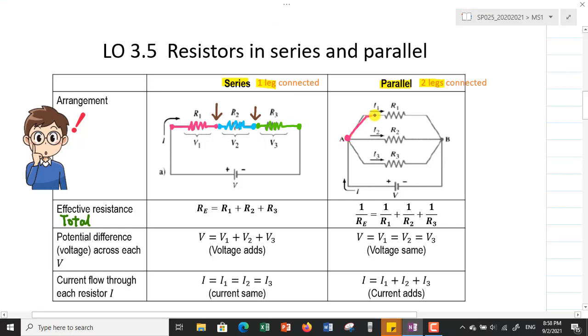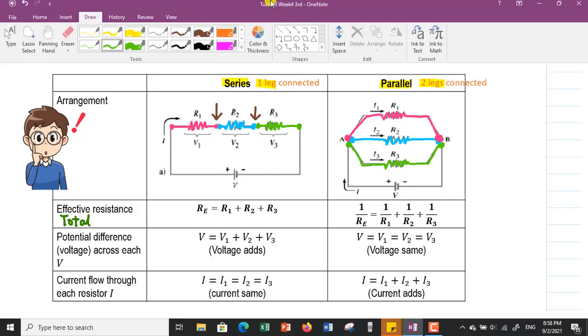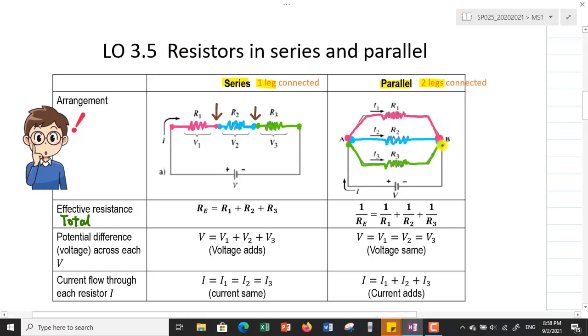See, we have this one. This is our first resistor, R1. Our second resistor, R2. Our third resistor, R3. So, you can see very obviously, all their lead here are connected and another side of their lead also connected. So, they have two lead connected together. So, this one we call it as parallel. So, I hope you can distinguish series and parallel.